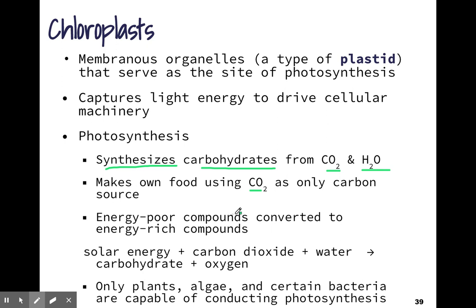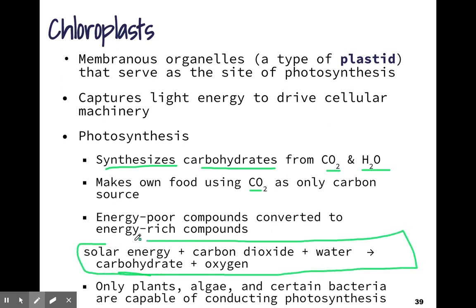It is energy-poor compounds converted to energy-rich compounds. It uses solar energy plus carbon dioxide plus water to give us carbohydrate and oxygen. Later on, you will have to know this. Super important. The formula for photosynthesis is cellular energy plus carbon dioxide plus water yields carbohydrate, which is sugar, plus oxygen.